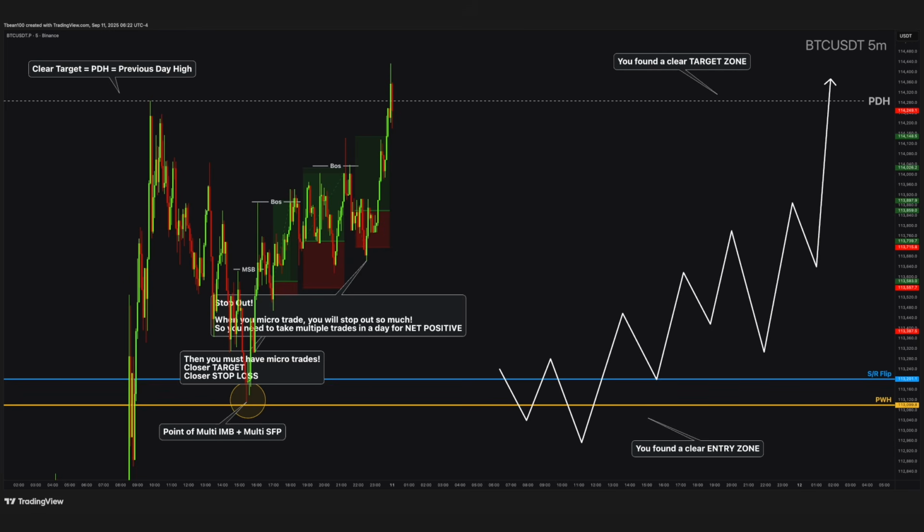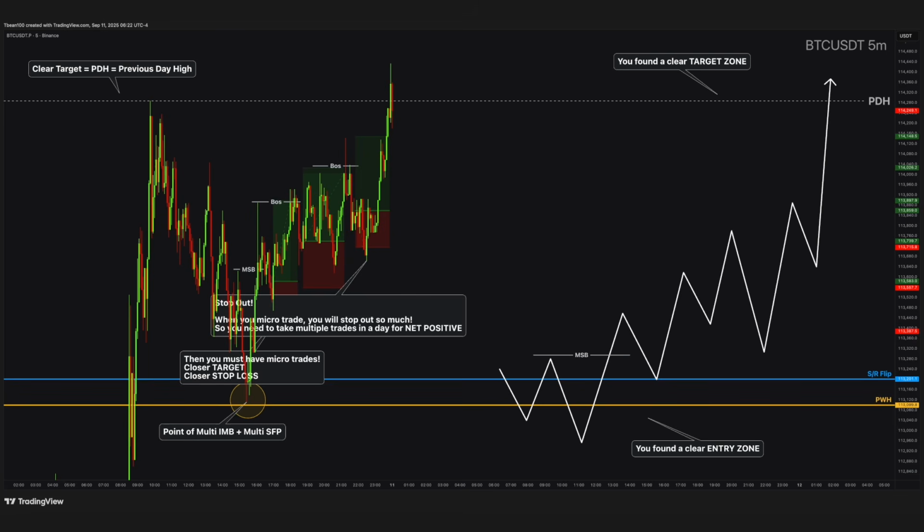First, you need to find the direction of the market, the bias. You must have a bias. For example, let's say you spot an area with multiple imbalances and several swing failure patterns. That area becomes your entry zone, the area where a possible reversal starts. At the same time, you also need to identify a clear target at the top. Now you have both a direction and a trading bias. This is the first step.